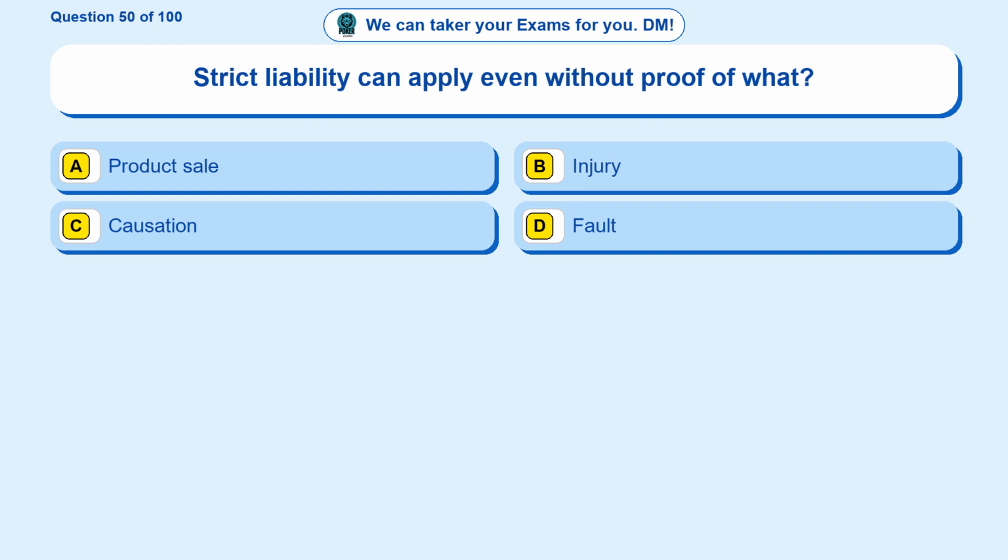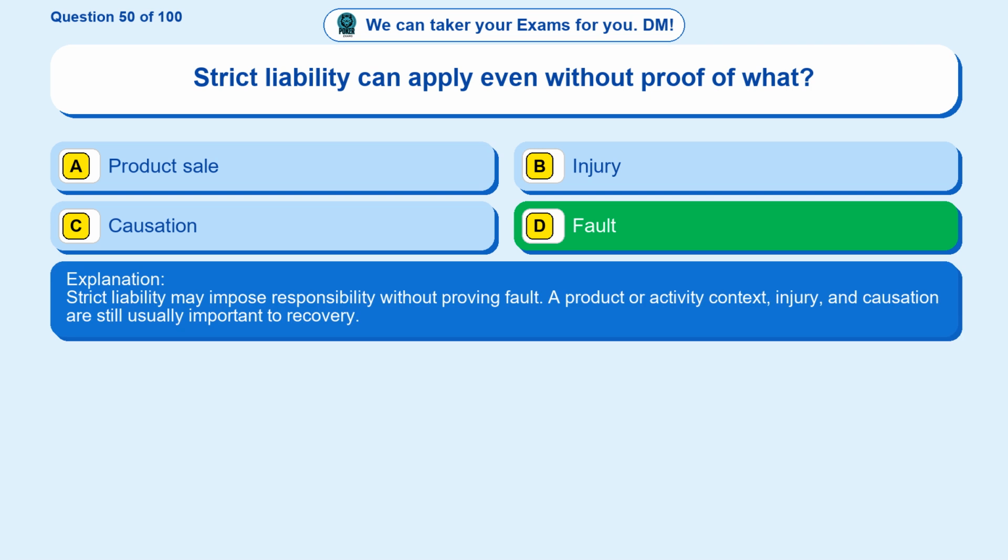Question 50. Strict liability can apply even without proof of what? Option A, product sale. Option B, injury. Option C, causation. Option D, fault. The correct answer is option D, fault. Strict liability may impose responsibility without proving fault. A product or activity context, injury, and causation are still usually important to recovery.